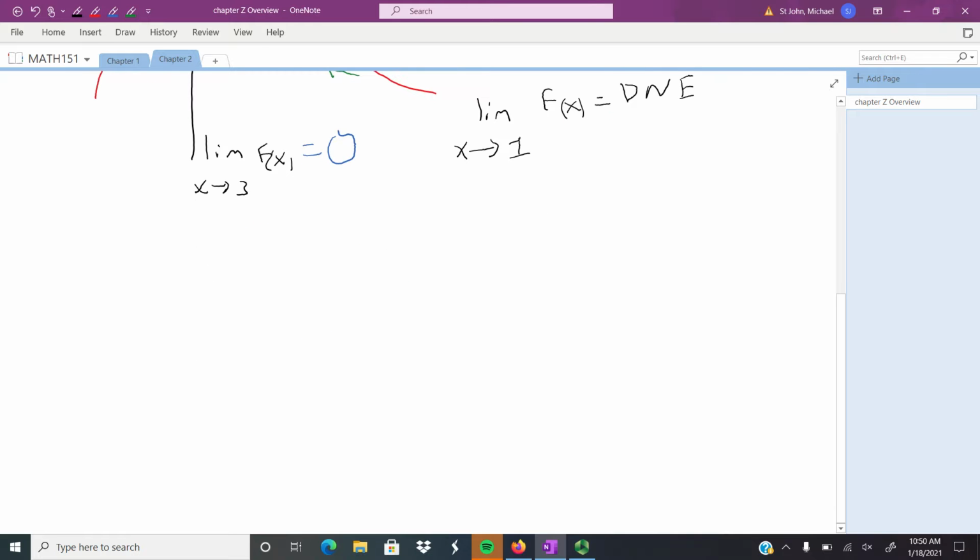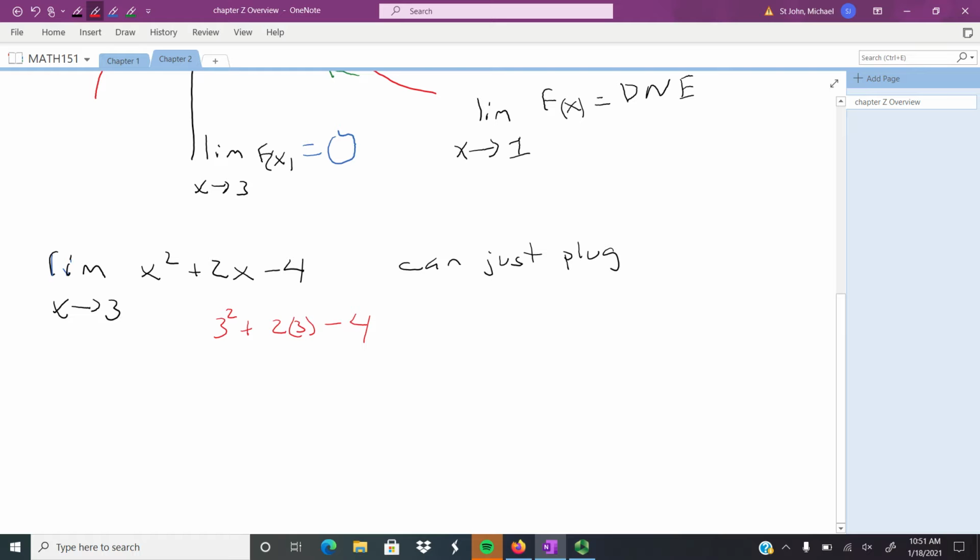Right? So what if I just had an equation? Let's say I just had this. What is the limit as x approaches 3 of x squared plus 2x minus 4? Here we can just plug in the number. So if I did that, we'd end up with 3 squared plus 2 times 3 minus 4, and the answer is going to be 11. So if you can just plug in the value of x, you just get that number.